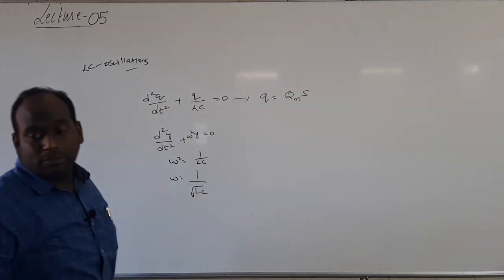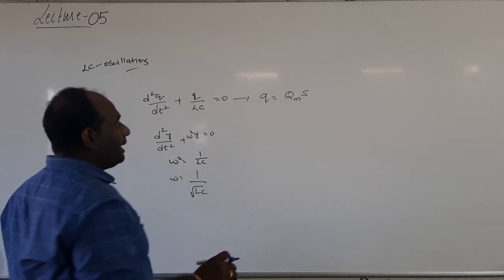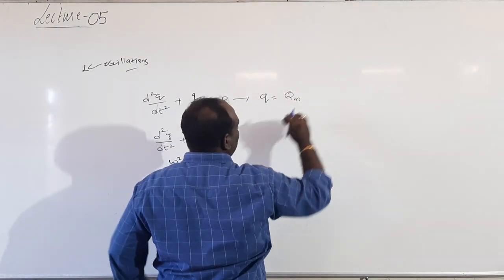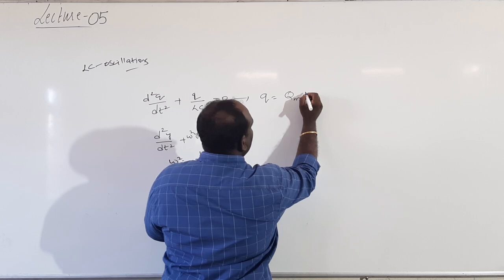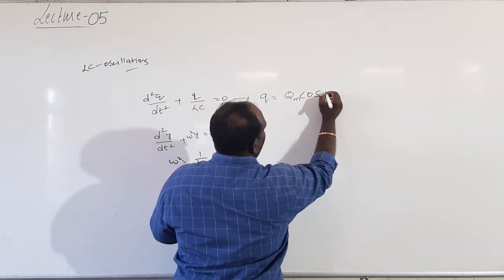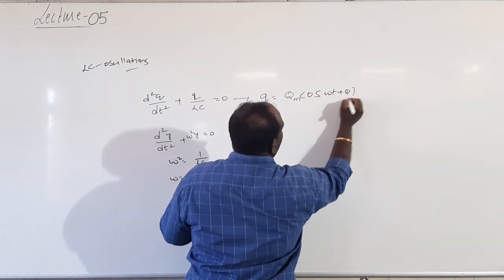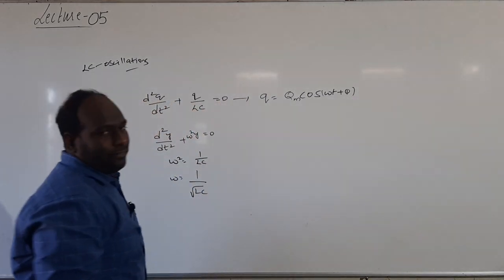The solution of this equation, I already mentioned, is q = qm sin ωt, or we can take cos ωt. Here I am going to take cos ωt. Why? At t = 0, the charge on the capacitor is maximum, so I am going to take q = qm cos(ωt + φ). This is the general equation.